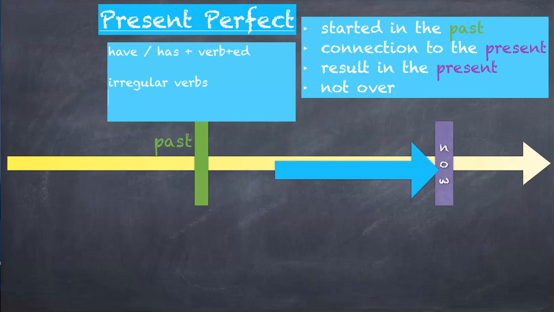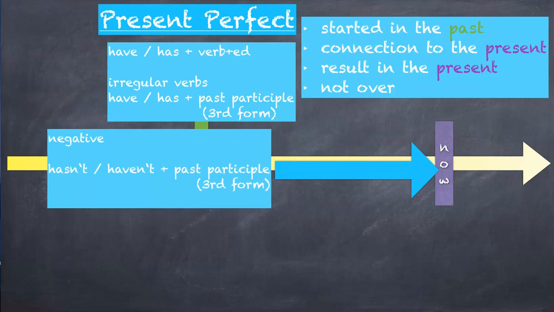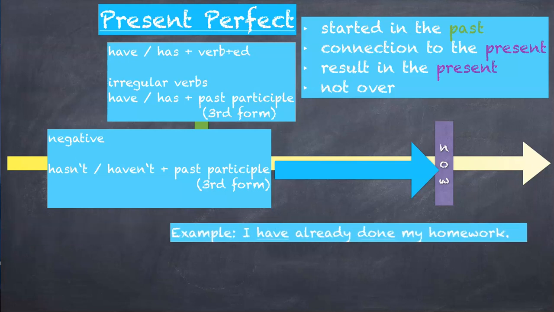You use have or has and the verb plus ed, or if you have irregular verbs, you use have or has and the past participle of the irregular verbs, which is the third form. If you want to make a negative sentence, you do the same, you just have hasn't or haven't and then the past participle. For example, I have already done my homework, with have and done being the present perfect.